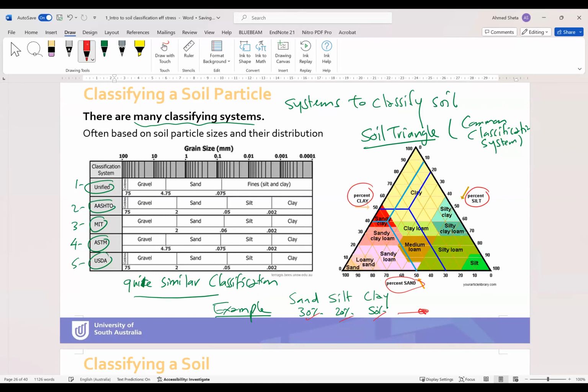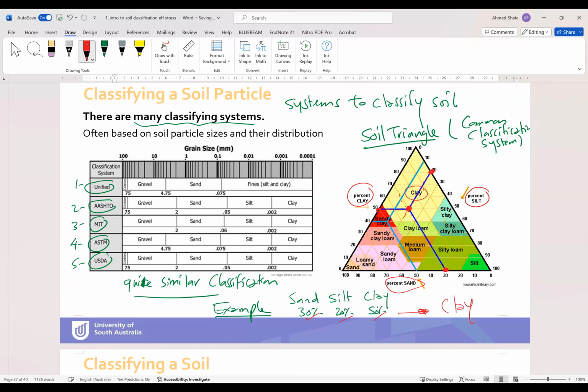So how much is the sand percentage? 30%. So here is the percent of sand, and we go along a dashed line. For the silt, we have 20%, so here is the percentage of silt. They will meet at this point. How much is the clay? It should be 50 to make 100%. So this is the clay percent, and they will meet here. So what is the classification of this soil? The soil lies in the clay area, so this soil is classified as clay.